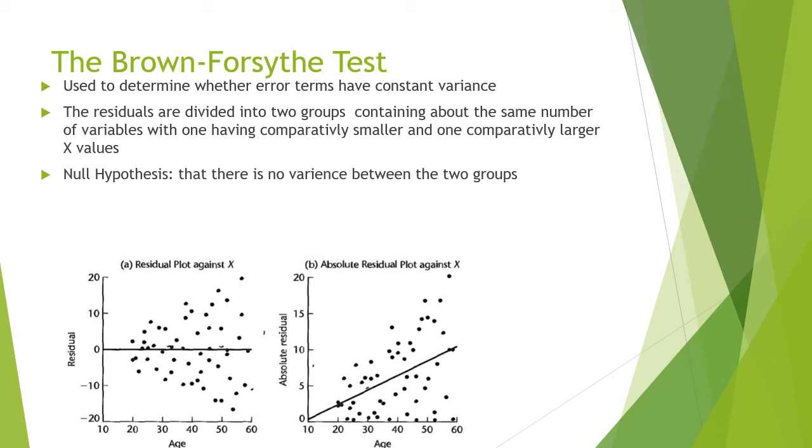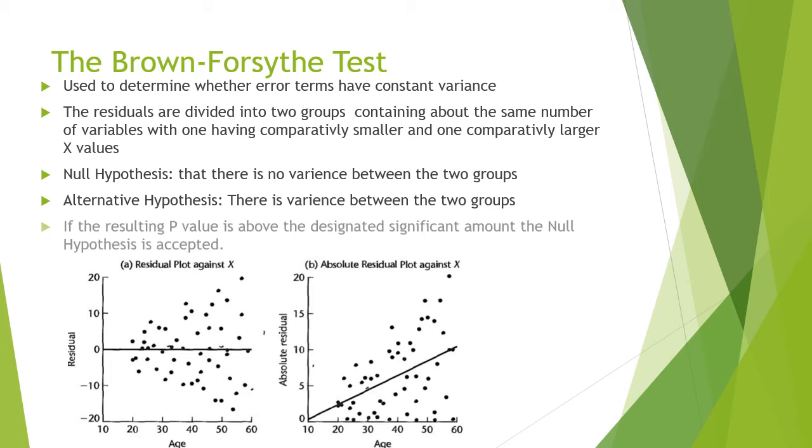The null hypothesis in this case is that there is no variance between the two groups. The alternative hypothesis is that there is variance between the two groups. If the resulting p-value is above the designated significance level, the null hypothesis is accepted, and we assume that there is no variance between the groups. If the p-value is below that amount, the null hypothesis is rejected, and we assume that there is variance.